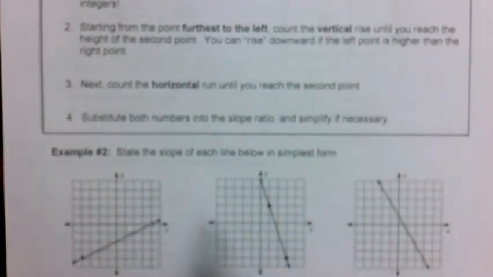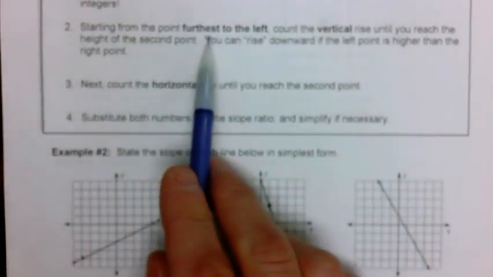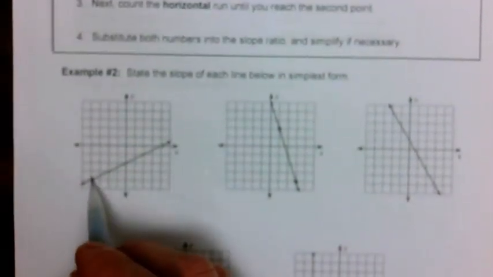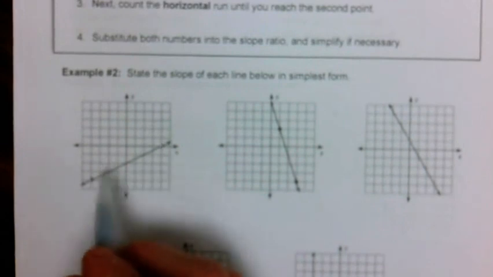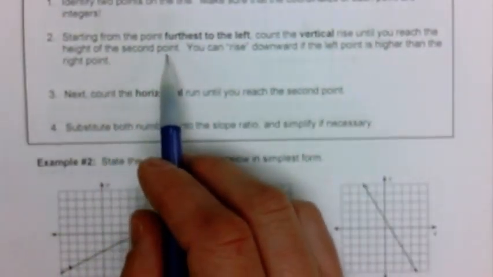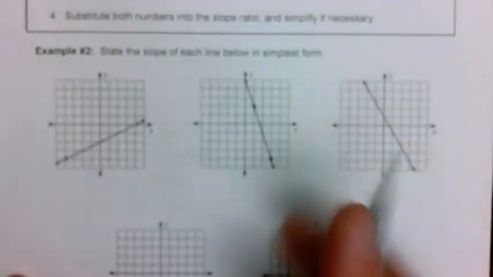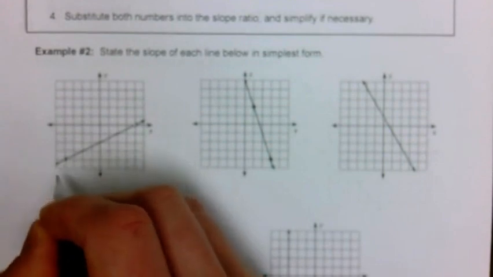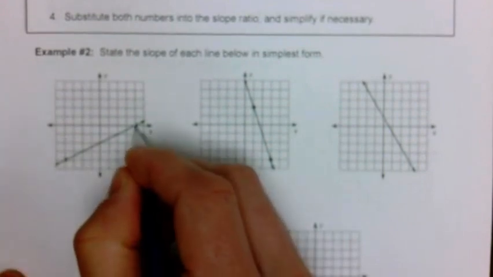What I'm going to do is start from the point that's furthest to the left. In this picture, that's going to be this point here. This point is further to the left than this point right here. So I'm going to start with this point right here. And I'm going to count the vertical rise until I reach the height of the second point. So here I am. Here's my first point, and I'm going to rise vertically until I get to the same height as this point right here.